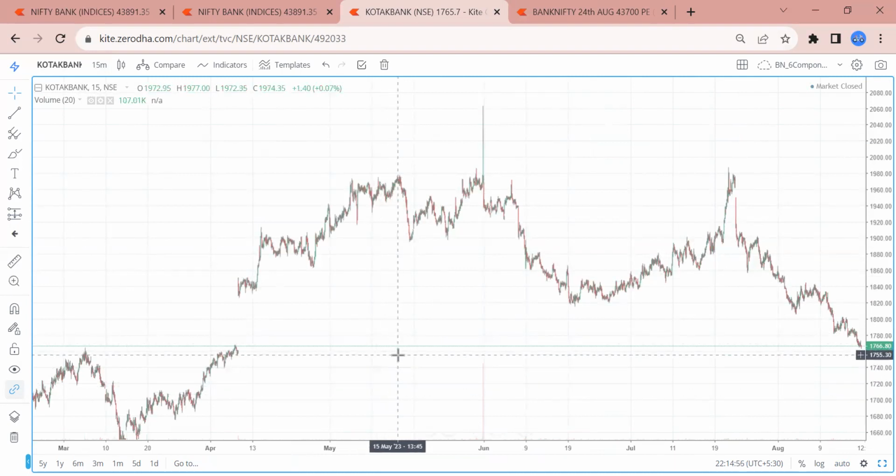If it manages to close below 1755, you will see a sharp downfall in Kotak too. So Kotak is looking more and more bearish. Guys, be careful in Kotak. It is looking bearish if it closes below 1755. For it to go bullish, you need a closing above 1787.